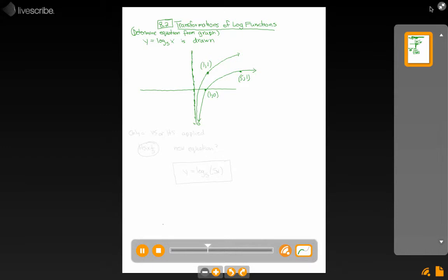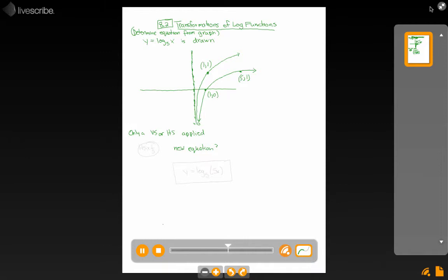And somehow in the question they described to us that only a stretch has been applied. And so it's only a vertical stretch or a horizontal stretch that has been applied, and we're asked, what's the new equation? What's the equation of the second graph that's drawn if the first graph was y equals log base 5 of x? Well, if I look at this carefully, I could tell, first of all, that there was no reflection. I can see that just by looking at it at a glance.